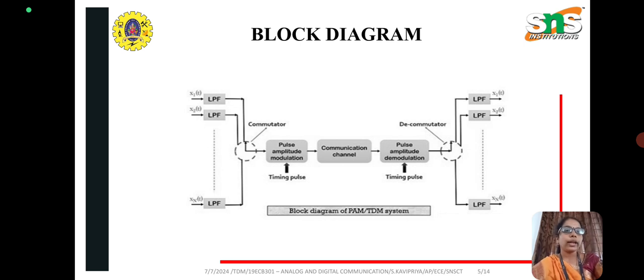And this is the block diagram for the PAM TDM system. It consists of a low pass filter, pulse amplitude modulation, communication channel, and pulse amplitude demodulation. It will have a commutator at the transmitter side and receiver side, and low pass filters at the transmission and reception side. We have the pulse amplitude modulator in the transmission, and the receiver will have the pulse amplitude demodulator.